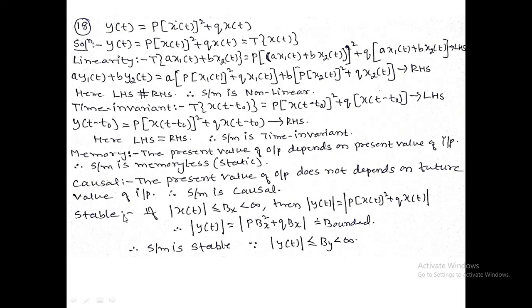Next, stability: for the bounded input, bx greater than or equal to magnitude of x of t, less than infinity, then I have to calculate the magnitude of y of t. Taking magnitude on both sides, magnitude of y of t is equal to magnitude of p into x of t whole square plus q into x of t. Therefore, magnitude of y of t is modulus of p into bx square plus q into bx. Bounded plus bounded is bounded, hence the magnitude of y of t is bounded. Hence, we can say that the given system is a bounded input, bounded output stable system.